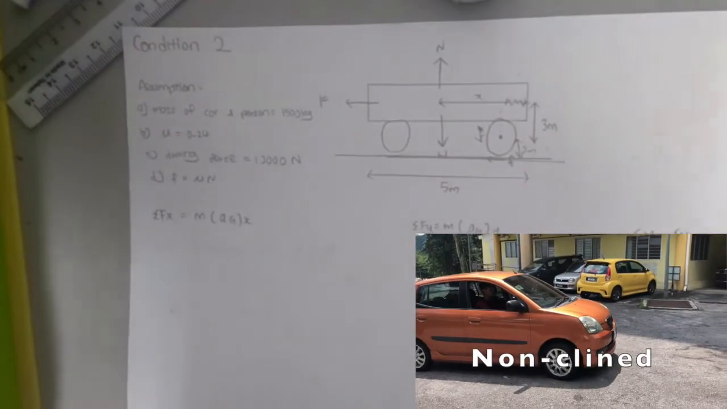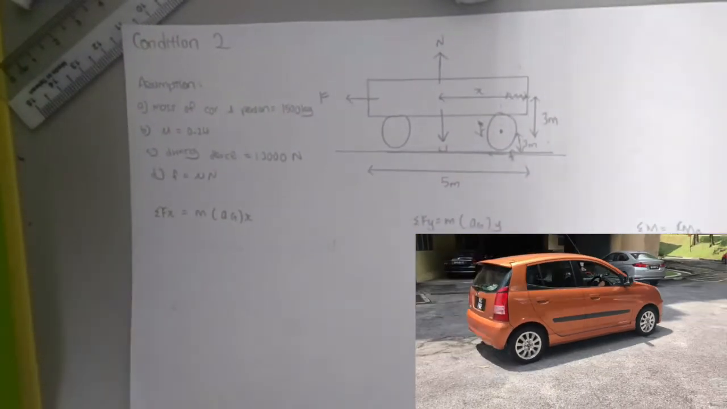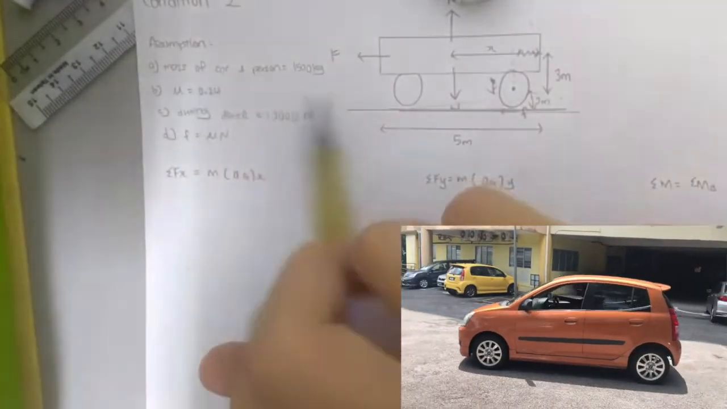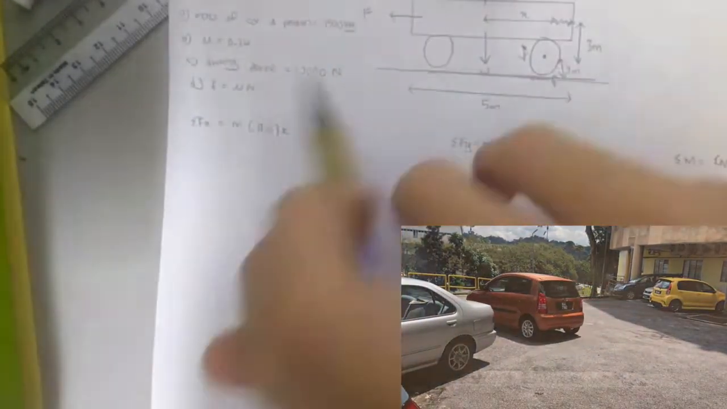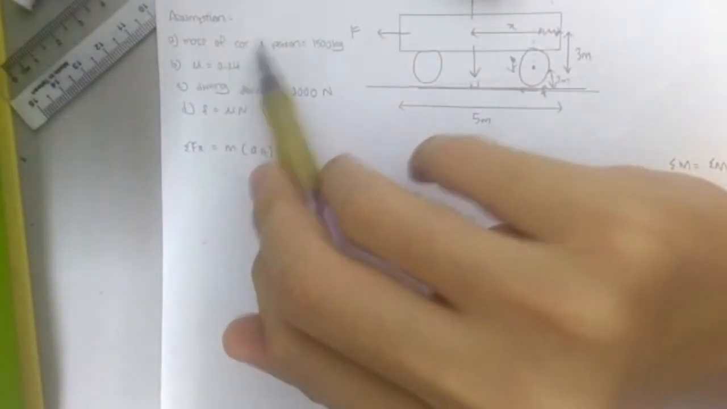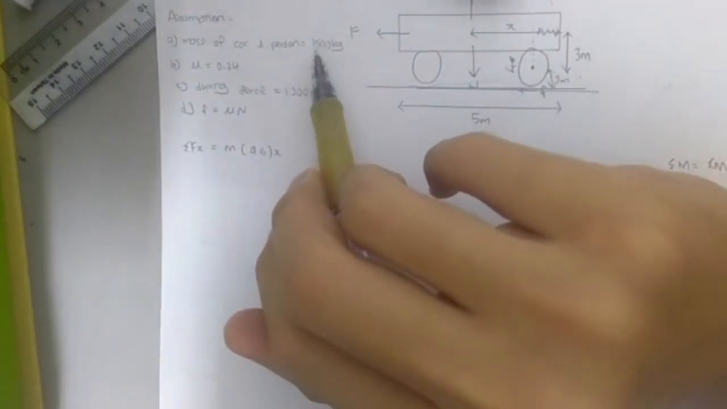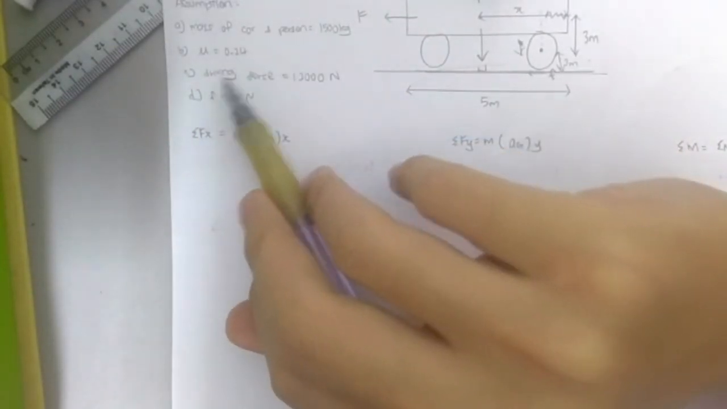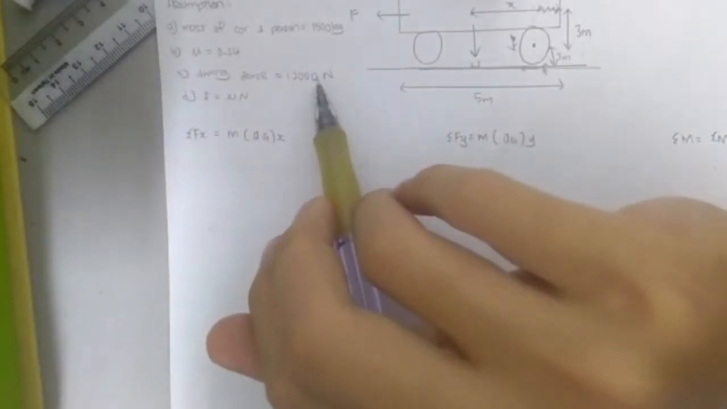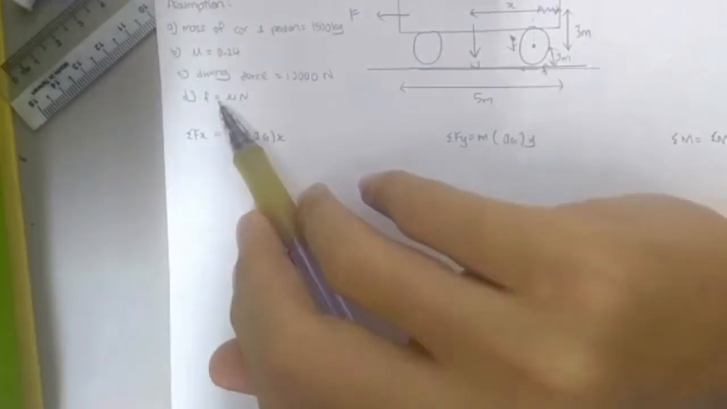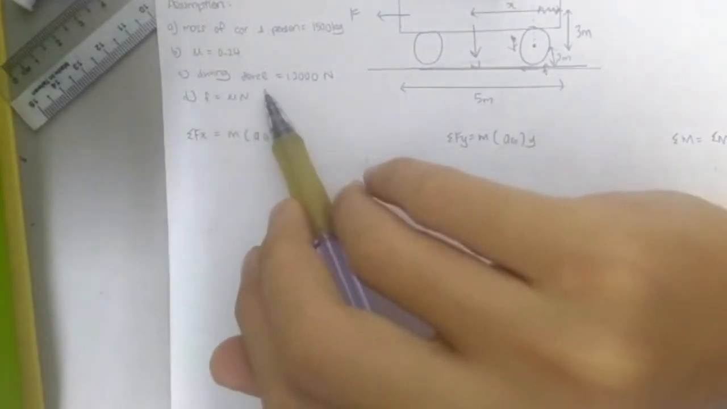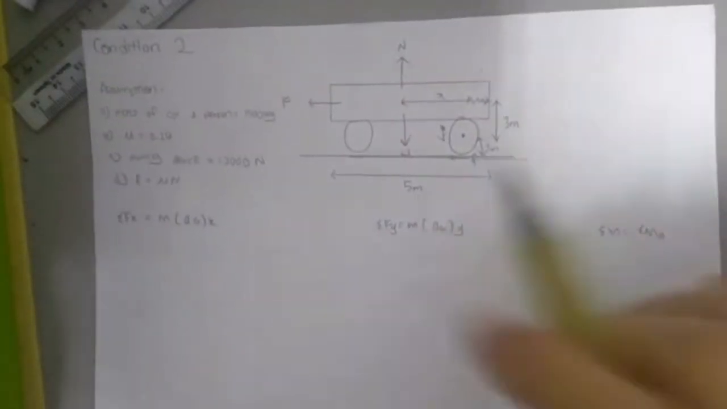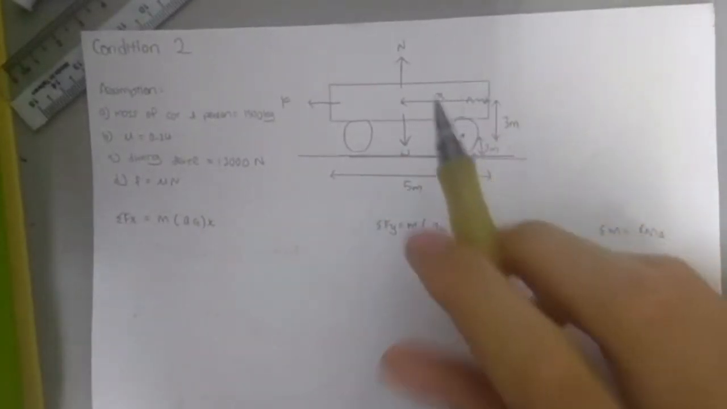Okay, so now I will talk about the calculation for condition 2. So before we do the calculation, we must assume something first for this condition. So here is the assumption: the mass of the car and the person is 1,500 kilogram, and then for the mu it is 0.24, and then for the driving force, which is F, is 12,000.